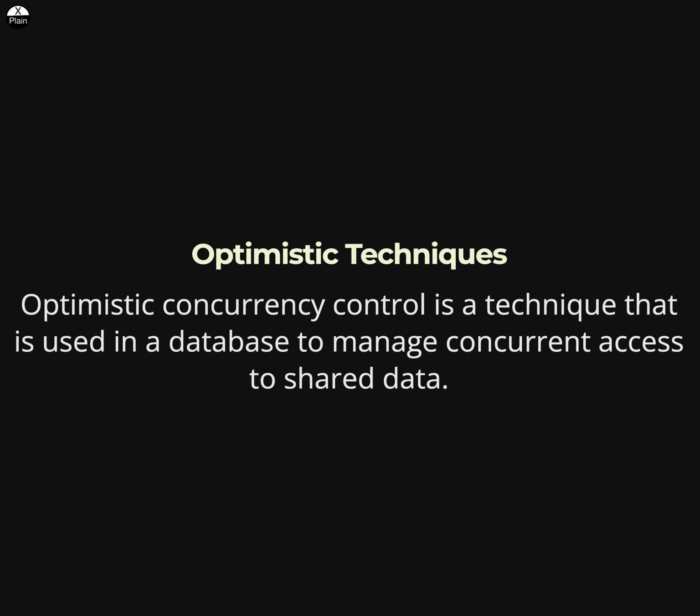Optimistic concurrency control is a technique that is used in a database to manage concurrent access to shared data. In optimistic concurrency control, multiple users or processes are allowed to access and modify the data concurrently, and conflicts are detected and resolved at the time the changes are committed to the database. There are several optimistic techniques that can be used in a database.